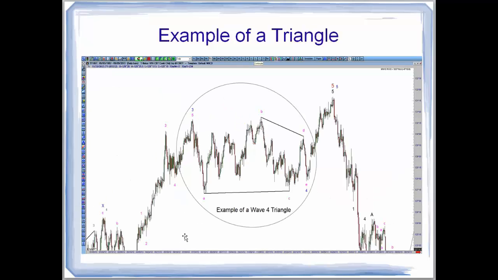Here's an example of a triangle. Triangles can only appear alone as fourth waves, B waves, or rarely X waves. Once a triangle completes, there's almost always an aggressive thrust out of the triangle. The thrust from the triangle is always the last wave of a larger pattern.